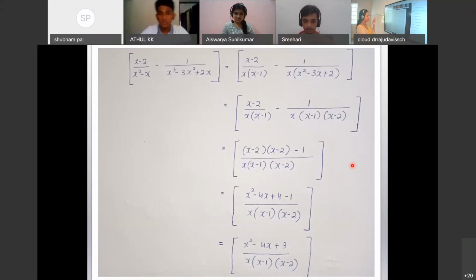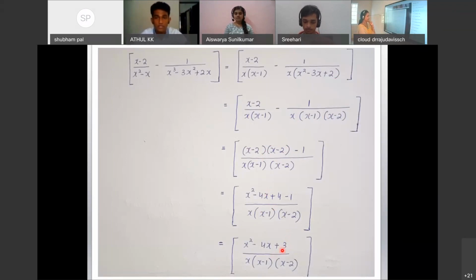The next step, what we're doing is we take the LCM. In this case, the LCM is x into x minus 1 into x minus 2. So when we take the LCM and subtract, it becomes x minus 2 the whole square minus 1 by x into x minus 1 into x minus 2. Now, x minus 2 the whole square, we expand it just like how we do a minus b the whole square, and we get x square minus 4x plus 4 minus 1 by x into x minus 1 into x minus 2. Now this 4 minus 1 becomes 3, and this is now in the rational form.